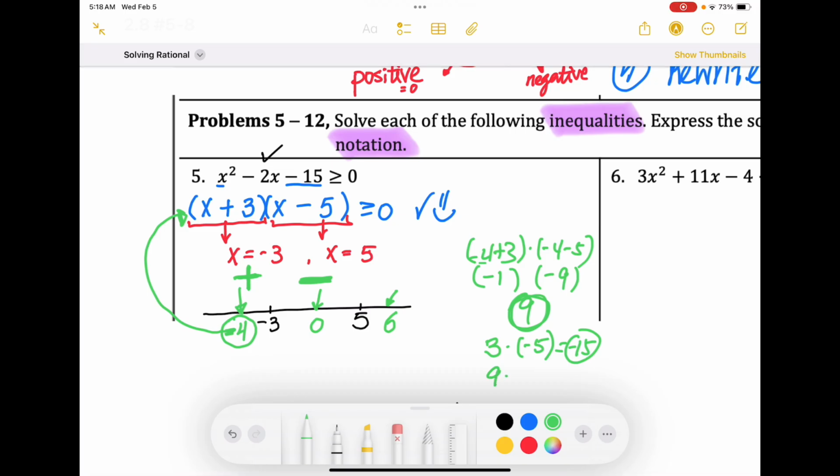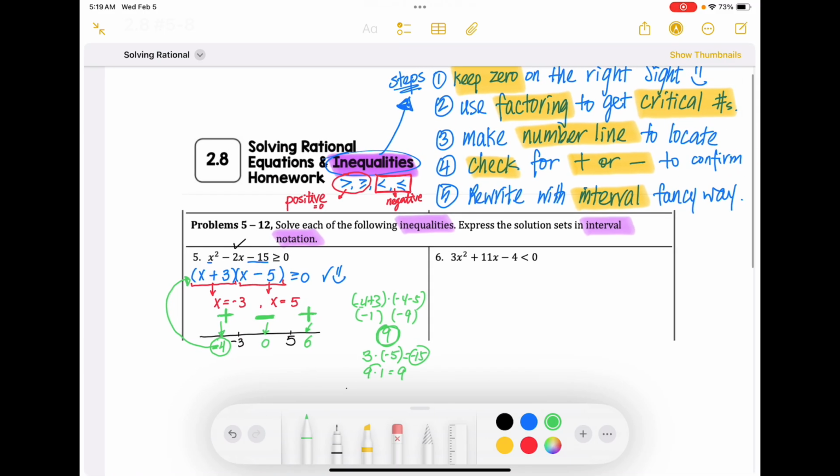What if I choose 6 to plug in? So 6 plus 3 is 9, but 6 minus 5 is 1. So 9 times 1 is a positive 9. So that just tells me my final answer is positive.